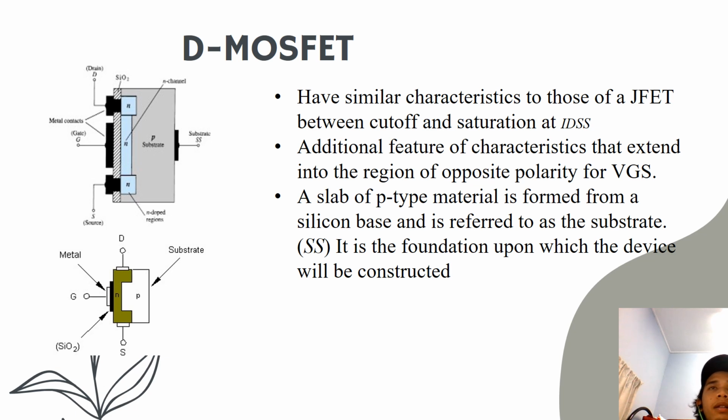Okay, the next one is the MOSFET. The MOSFET have similar characteristics to those of a JFET between cut-off and saturation at IDSS. Additional feature of characteristic that extend into the region of opposite polarity for VGS. A slab of P-type material is formed from a silicon base and is referred to as the substrate. It is the foundation upon which the device will be constructed.